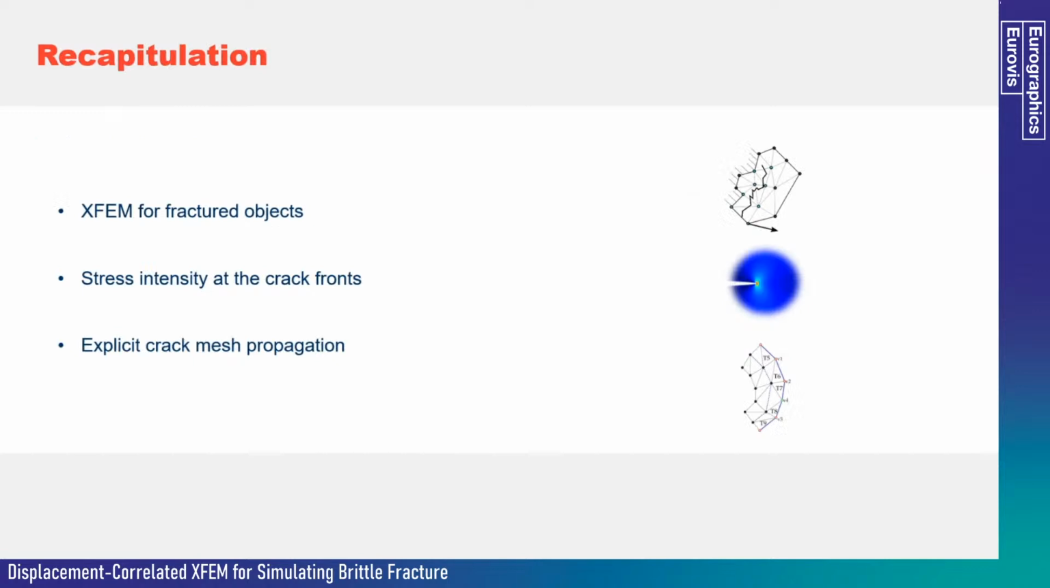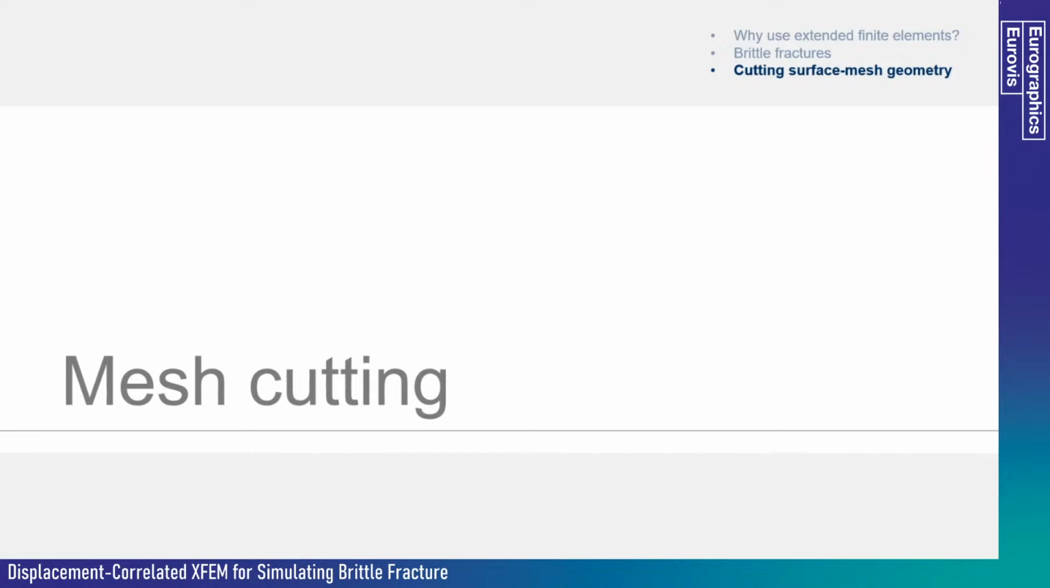So to recap for a moment, I have shown you an extended finite element formulation that includes fractures, and I've also briefly described how the computed displacements can be used to estimate the stress intensities. These stress intensities are in turn used to drive the crack propagation forward. Now the next question is, how do we actually cut the surface mesh geometry with the simulated fracture surfaces?